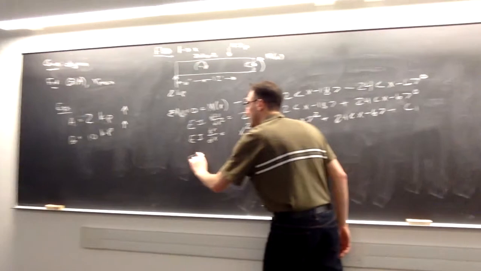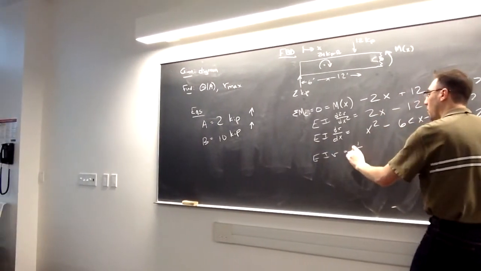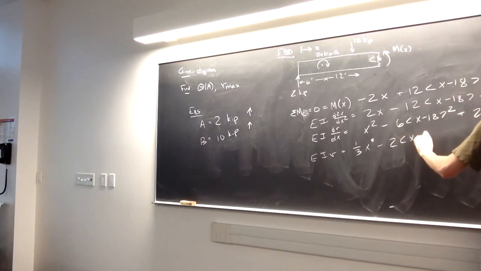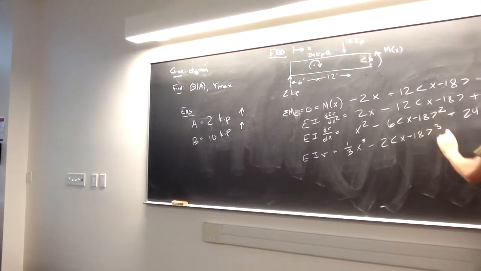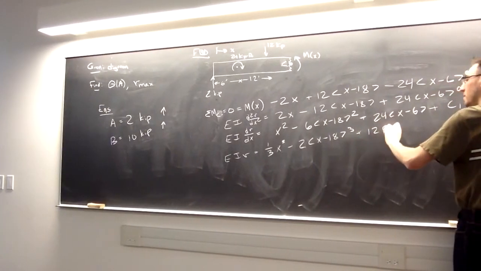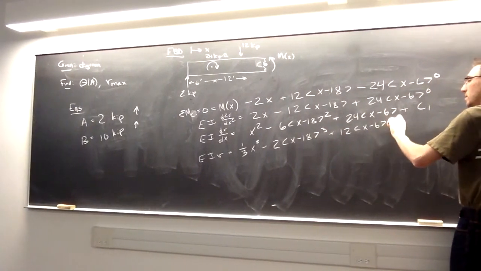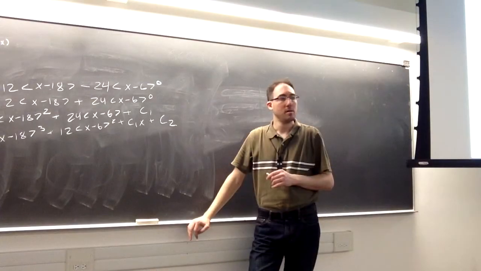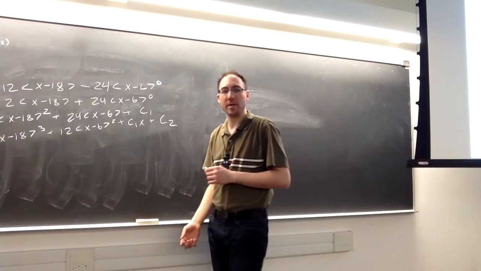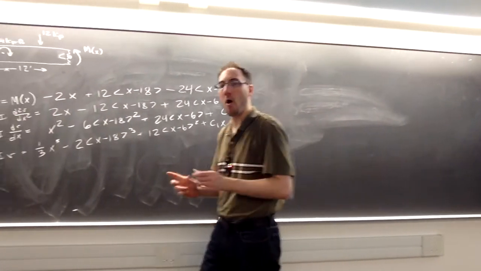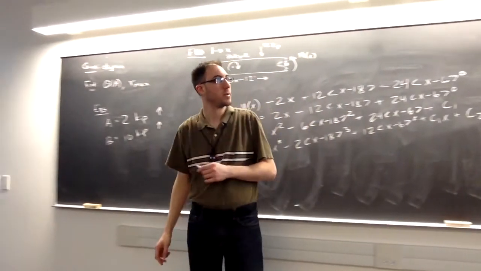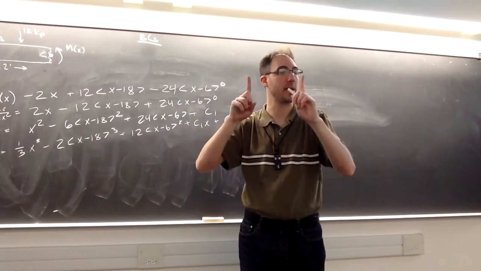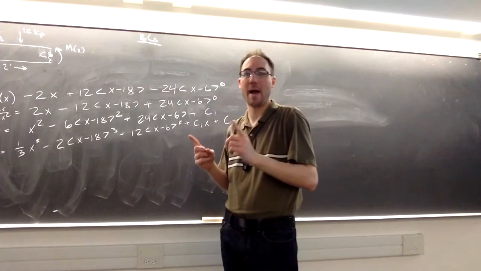When we take the second integral, we'll have 1/3 x cubed minus 2 x minus 18 cubed plus 12 x minus 6 squared plus C1x plus C2. At this point, we want the boundary conditions. So what are the boundary conditions for this one? If you go back to the first free body diagram you drew, those things that you're solving for determine your boundary conditions.